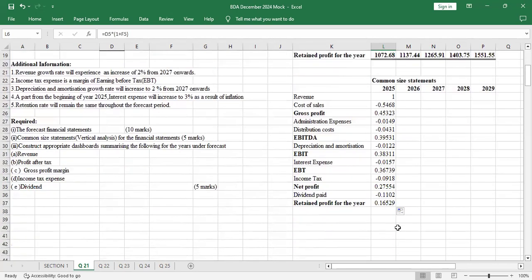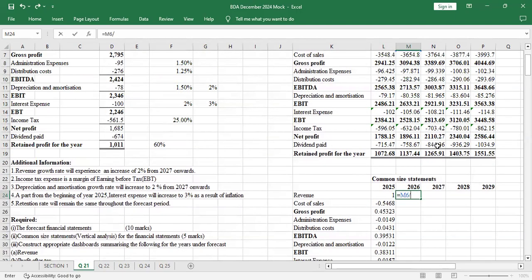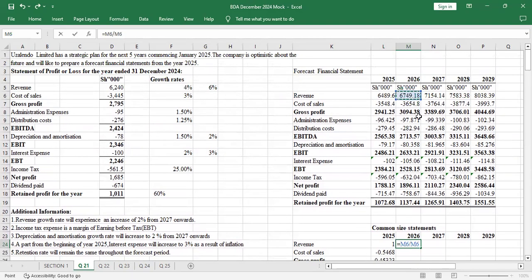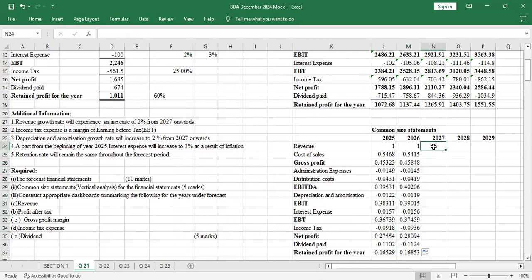So that is 2025. I'll go to 2026 and do the same. You take the revenue for 2026 and divide by the base, which is the revenue for that year, 2026. Because that revenue for 2026 will be constant, I'll lock it completely. Once you lock it completely, you enter, then you just drag all the way down, and those values appear automatically.